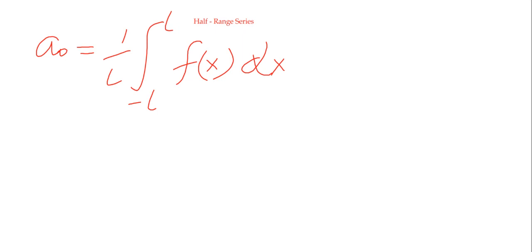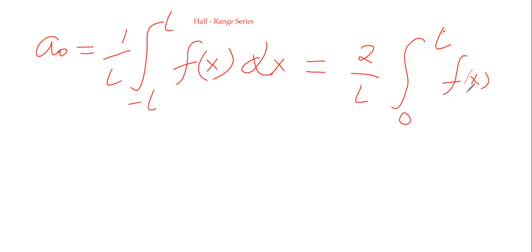And on the other hand, if the function was even, then we would replace the lower limit with zero and then multiply by two, so that we have 2 over L integral from zero to L f of x dx. This is the case where the function is even. If it was odd, then this coefficient would definitely be equal to zero.